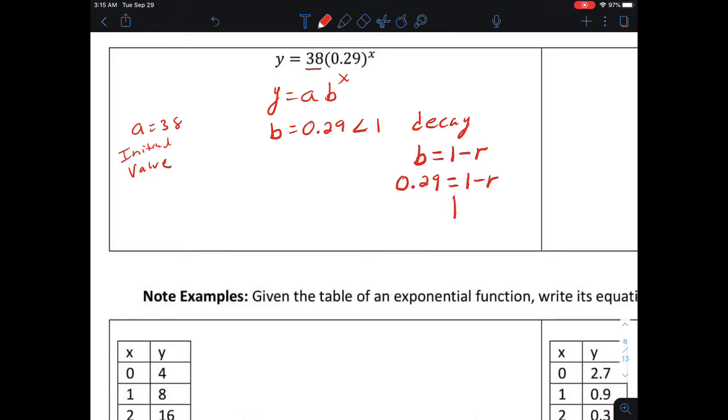So I work here, I subtract 1. And we're going to wind up getting negative 0.71 is equal to negative r. So r is equal to 0.71 after I divide by a negative. Now, since you're asking for the percent, that's just the decimal form. The percent decrease is 71%. 71% decrease.